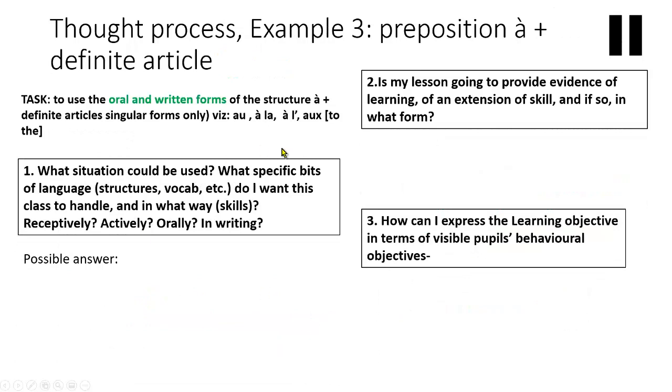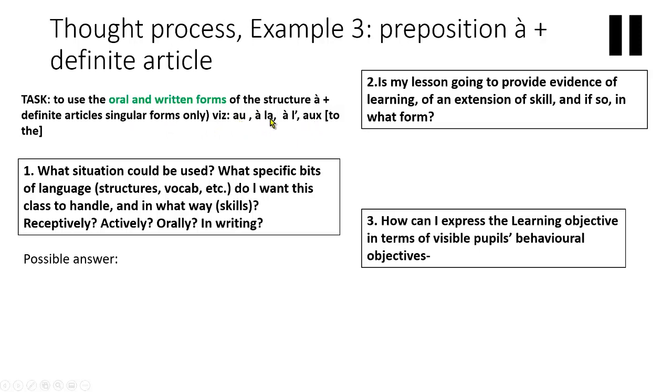And now let's go on to the third example. And this is the one that I'm going to be using as an example for the sequence, which I'll show you. So here, imagine you have the task to use oral and written forms of the structure a, to, and the definite articles, the, in the singular only. So I've just realised I've put singular forms only and I've included plural, but never mind.